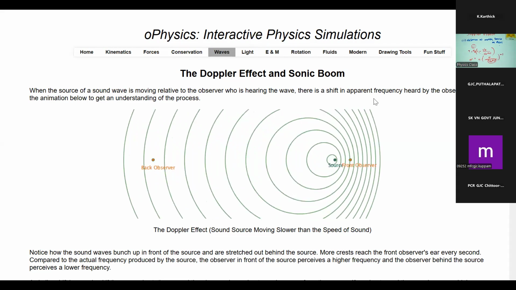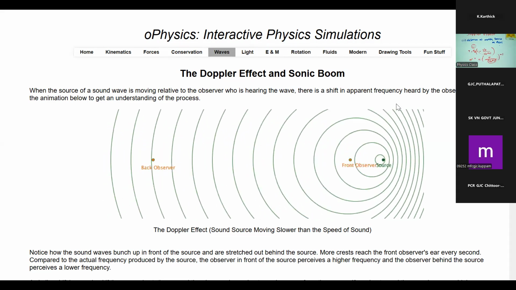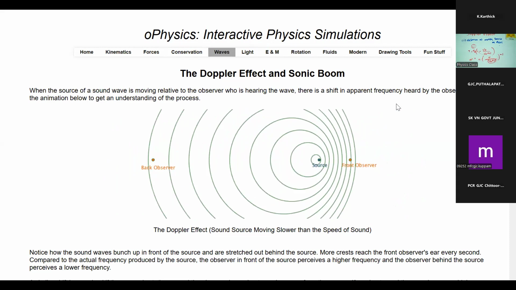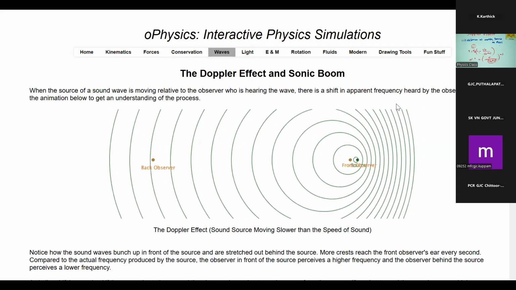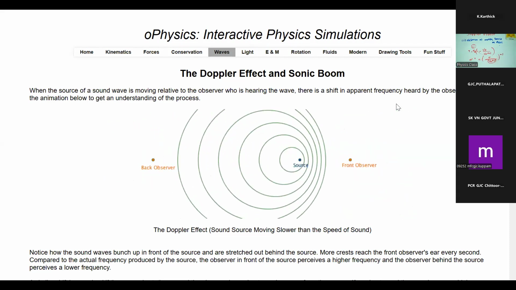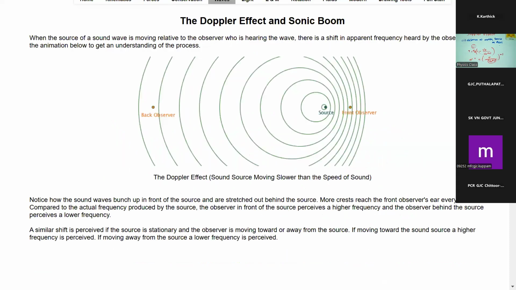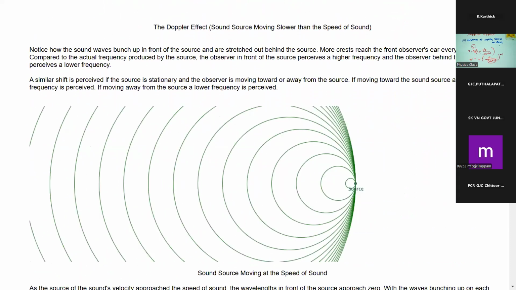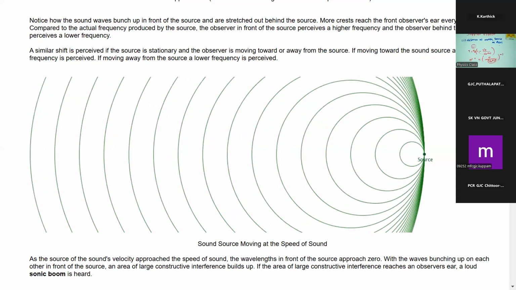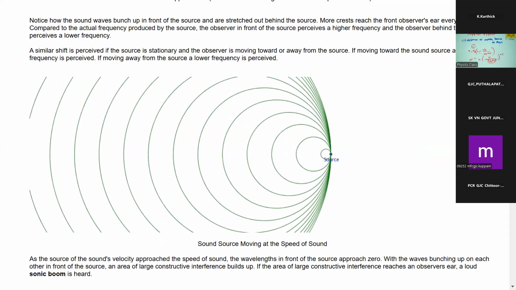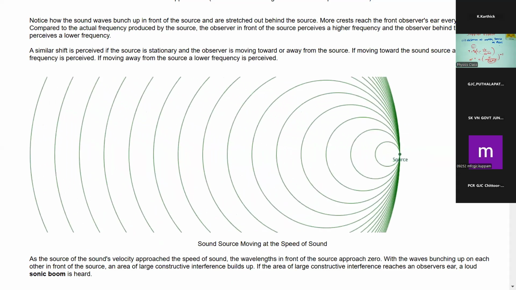So now you can see one source is moving towards one observer, front observer, and back observer. When the source of sound waves is moving relative to the observer who is hearing the wave, there is a shift in apparent frequency, here by the observer. Look at the animation. This animation shows the sound waves moving at the speed of sound. Whenever the source is producing sound, the sound has some speed and the source has some speed.